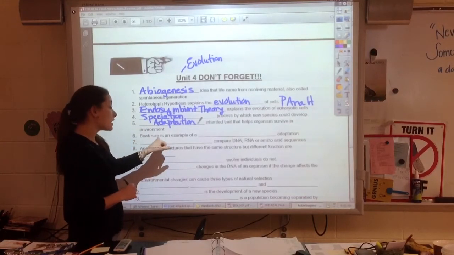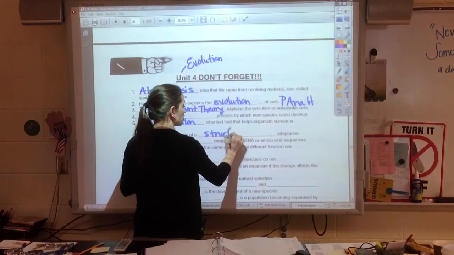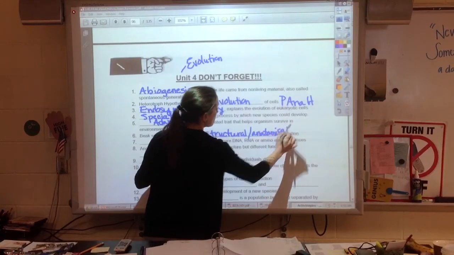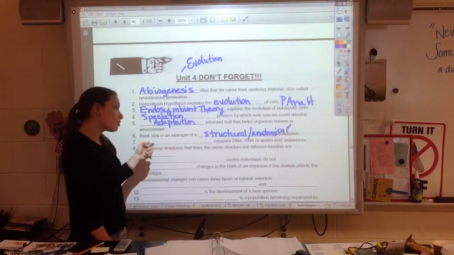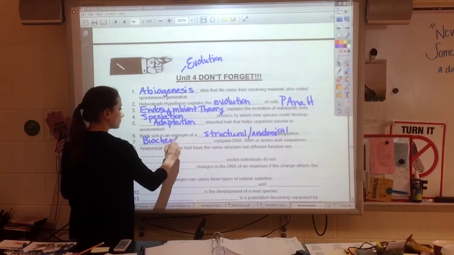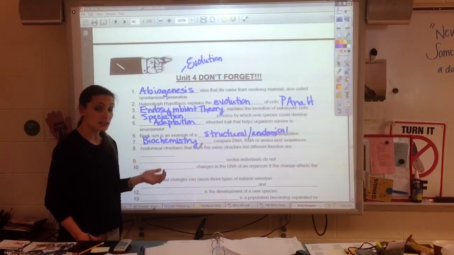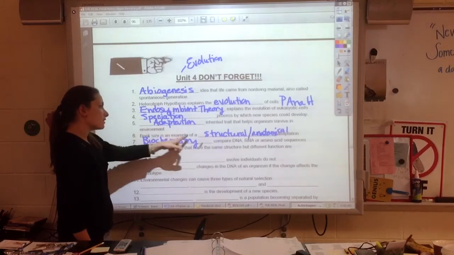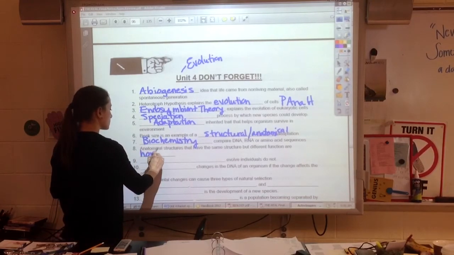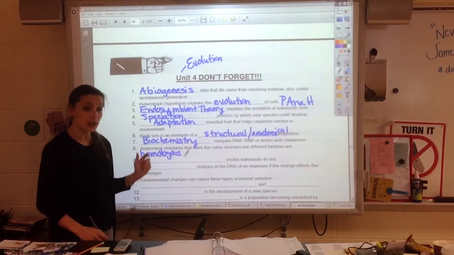Beak size might be an adaptation, and it would be an example of a structural adaptation, or sometimes we might call it an anatomical adaptation, meaning it's part of the organism's body. But we can also compare DNA and RNA, and that's biochemistry. So biochemistry will compare DNA, RNA, or amino acid sequence to see how related you are. If the anatomical structure has the same structure but a different function, it's called homologous, meaning same structure, and it's actually the sign of a common ancestor.